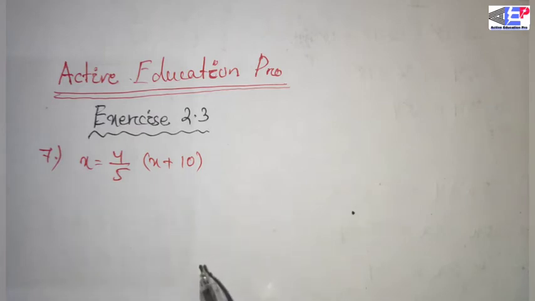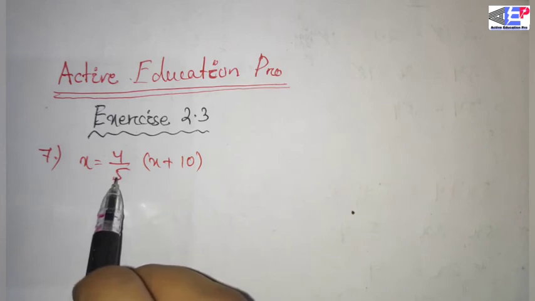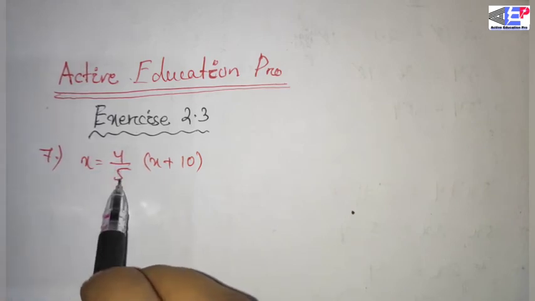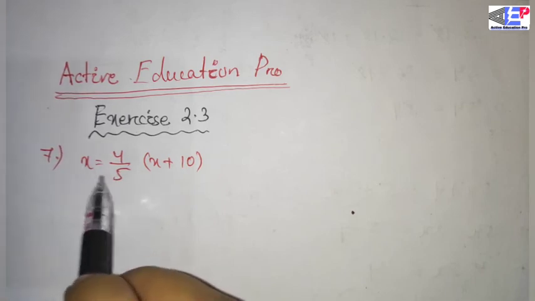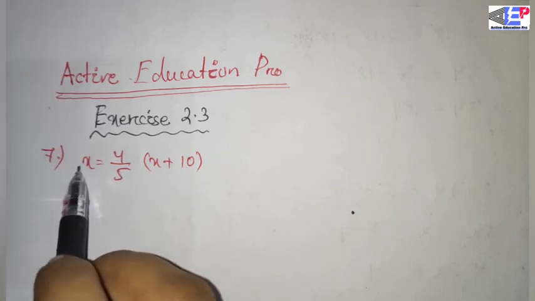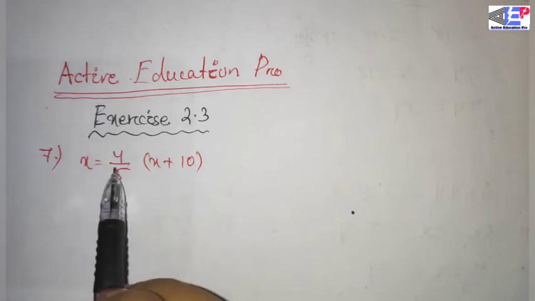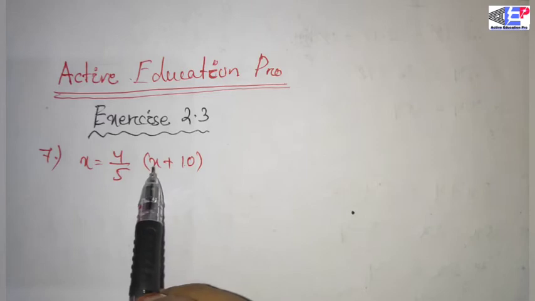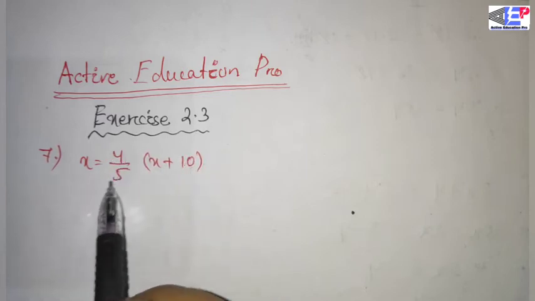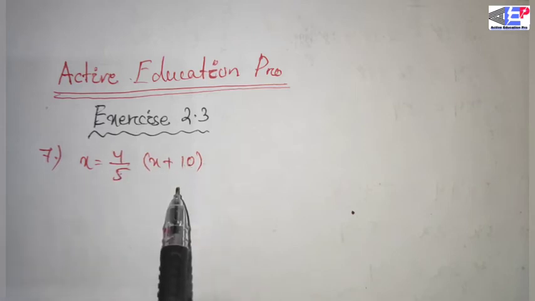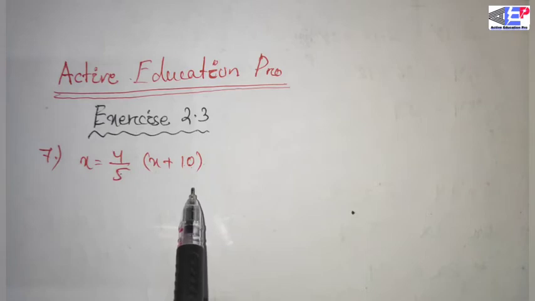There is a bracket. Here you can multiply this 5 with this x, because the denominator 5 will become a numerator when it transfers from the right side to the left side. Otherwise you can multiply 4/5 with each term of this bracket. There are two terms in this bracket, x and 10. You can multiply 4/5 with x and 4/5 with 10. Then, as usual, you solve this equation by the transposition method.